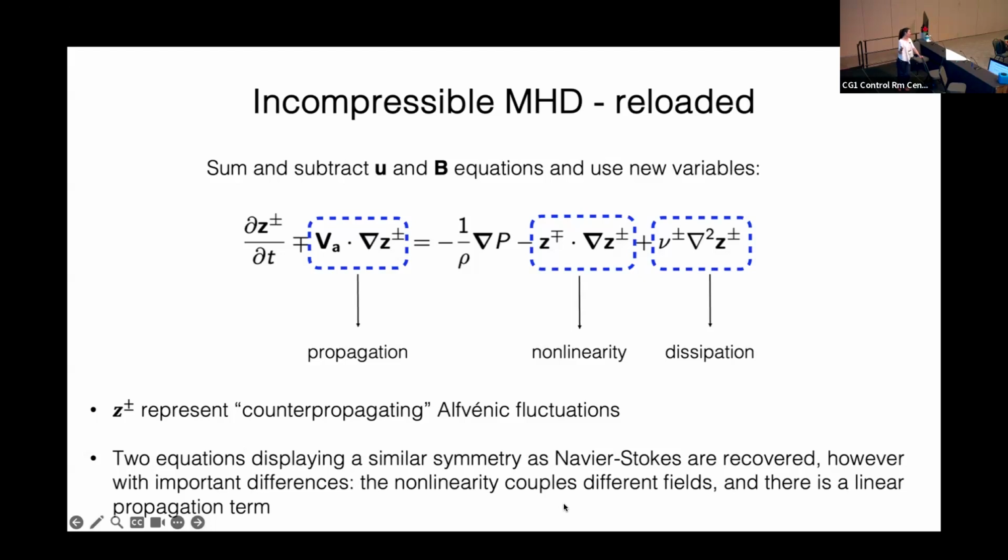The second important difference is that what was the u dot grad u, the nonlinear term? Well, now you can see that it mixes the two fields, the Z plus and Z minus. So what that means is that the nonlinearity in incompressible MHD is triggered by the interaction of counter-propagating Alfvénic modes.